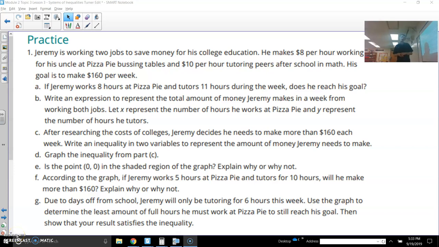Hey, Algebra 1, today we introduced the idea of inequalities, graphing linear inequalities in two variables, not just on a number line, but with x and y. So let's jump into some word problems and see what's up.